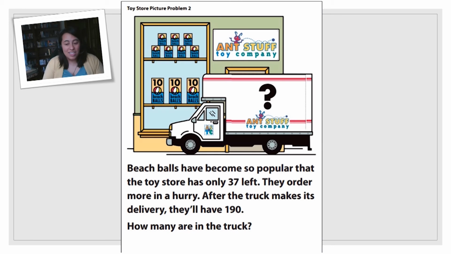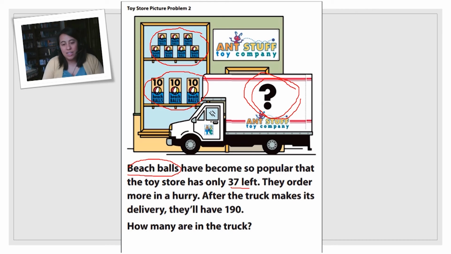Okay, so let's think about what the author of this story told us. We know that this is about beach balls and that there are 37 left in the store, and I can even check that by counting how many I see in the window of the store, and I do see 37. Now they ordered some, and once they get them out of the truck, they'll have 190. So our question is, how many are in that truck?